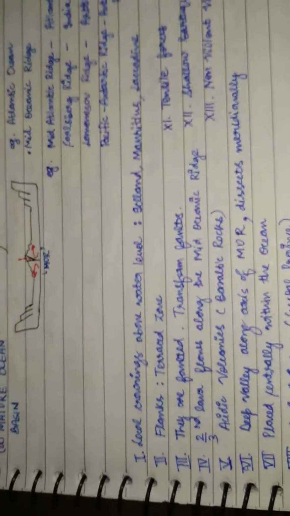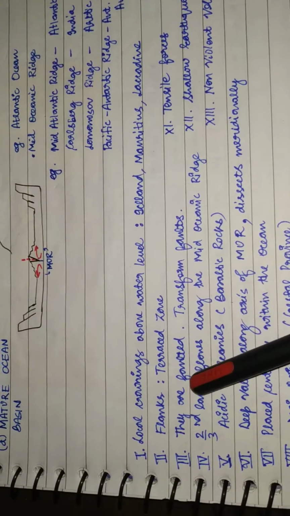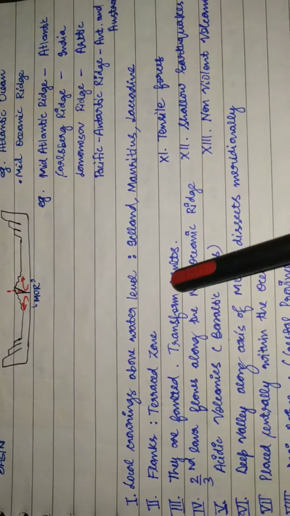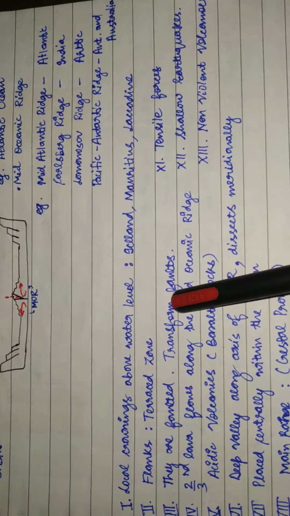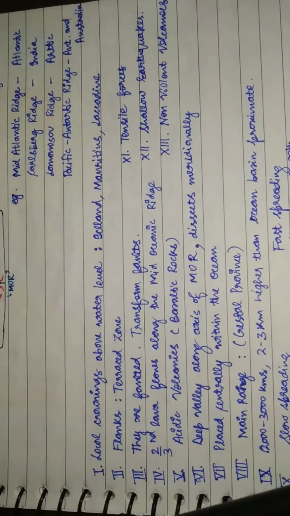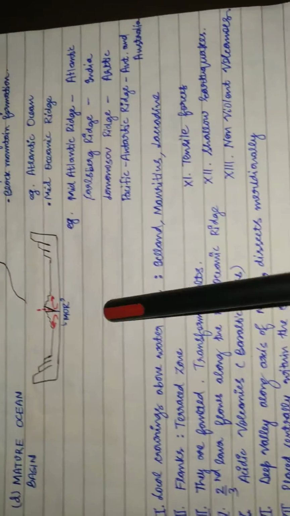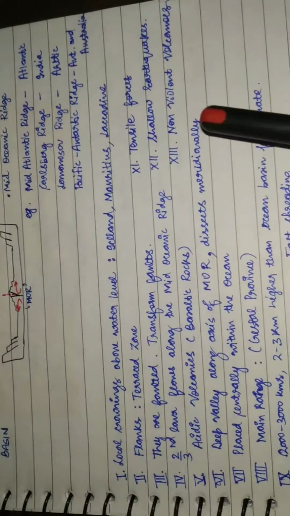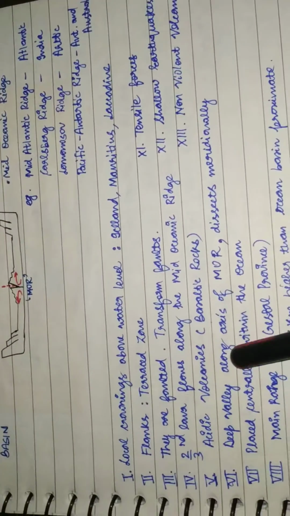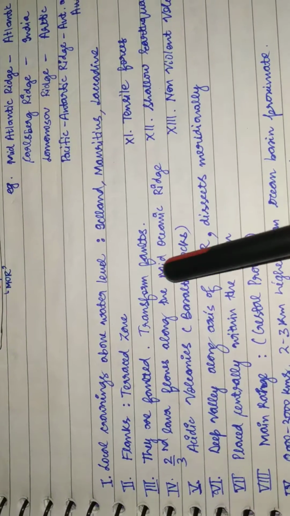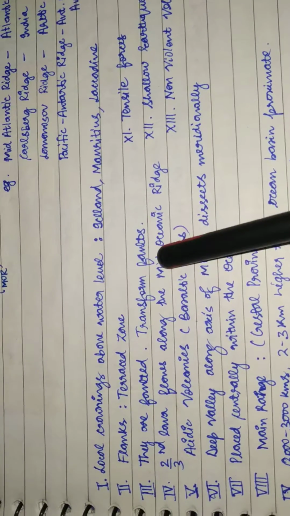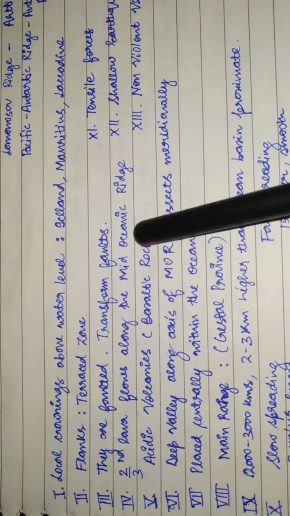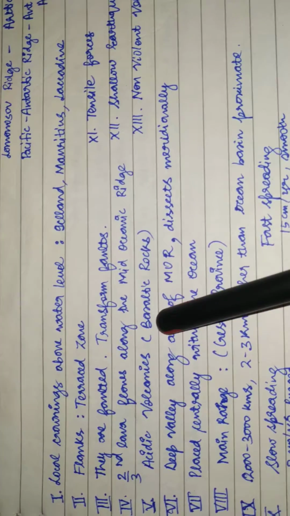Now they are faulted, right? There are many times transform faults seen here. Two-thirds of the lava flows along the mid-oceanic ridges. That's very important, and you must understand, since this is, you can understand it's basaltic in nature. Not very explosive, as I've told you. So basaltic rocks will be formed.